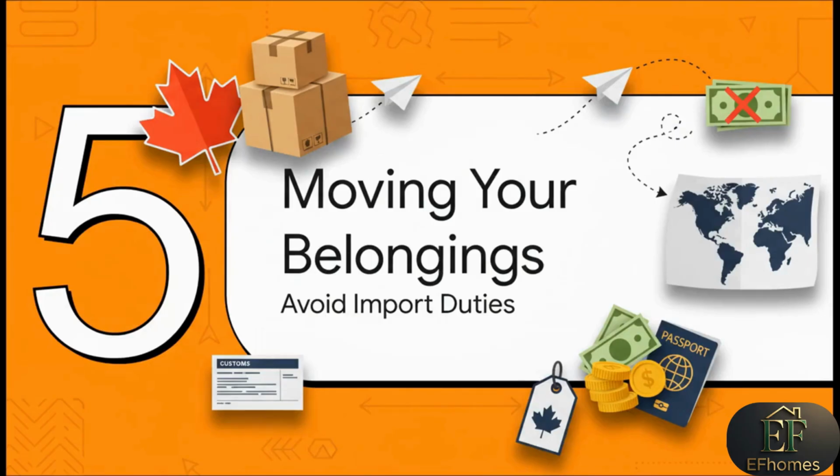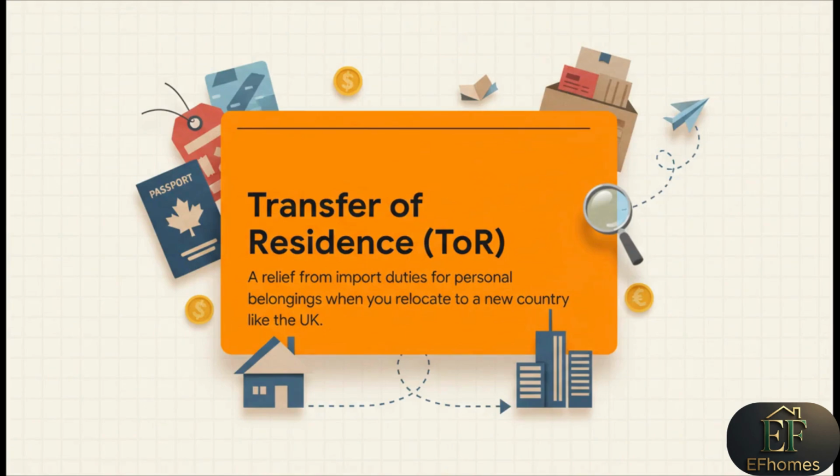Super helpful. All right, our last topic today is a huge one, especially if you're planning a permanent move. How in the world do you get all of your personal stuff, your furniture, your car, everything, into a new country without getting slapped with a giant tax bill? The magic words here are Transfer of Residency Relief, or TOR for short. Seriously, you should think of this as a golden ticket. It's a special customs procedure that lets you bring your personal belongings and household goods into a new country, like the UK for example, completely free of customs duty and import VAT.